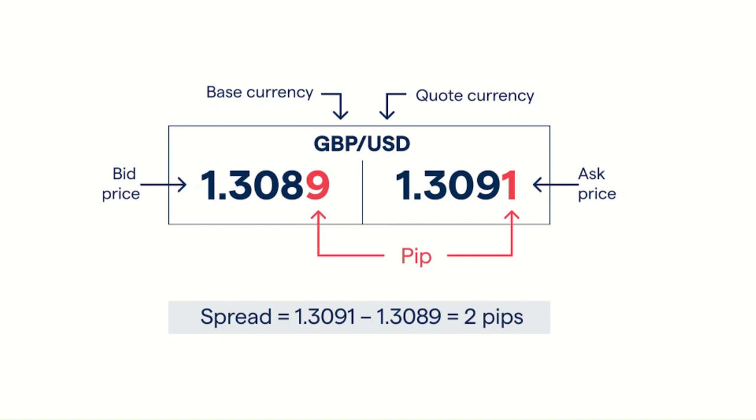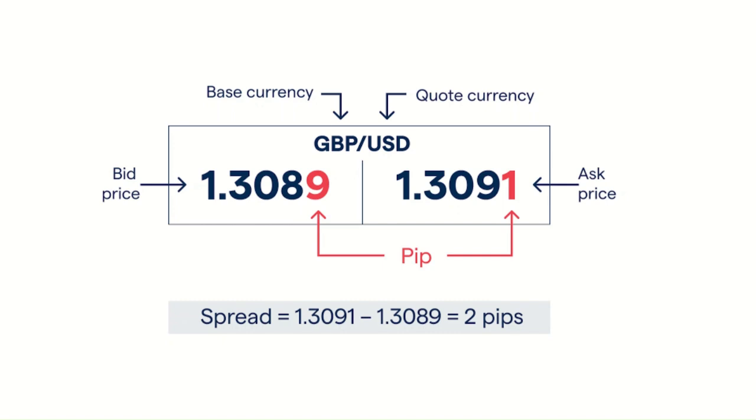You can see in the pip, they used the fourth decimal place digit in the bid price and the fourth decimal place digit in the ask price for calculation. That is how it works as I've explained earlier. So to get the spread, you are just going to subtract the bid price from the ask price. That is how you get the spread.